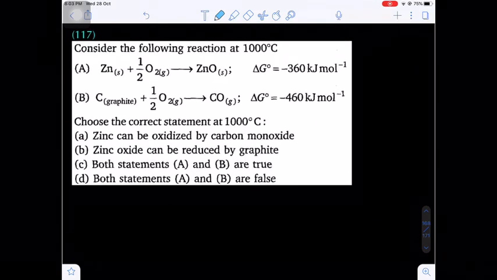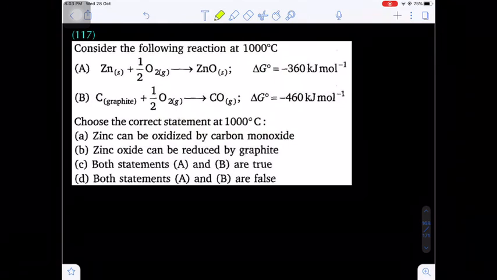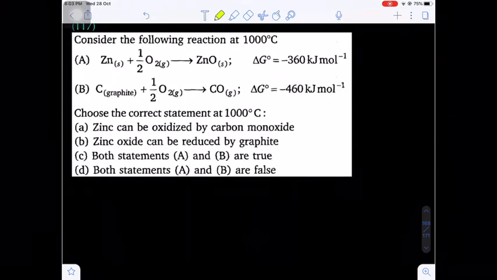Okay. Now question number 117. This is regarding the metallurgy chapter. So here consider the following reactions at 1000 degrees Celsius: Zn plus half O2 gives ZnO and C plus half O2 gives CO. In both reactions the delta G naught value is given as minus 360 and minus 460 kilojoule per mole. Remember, in metallurgy we are extracting metals from their metal oxides.